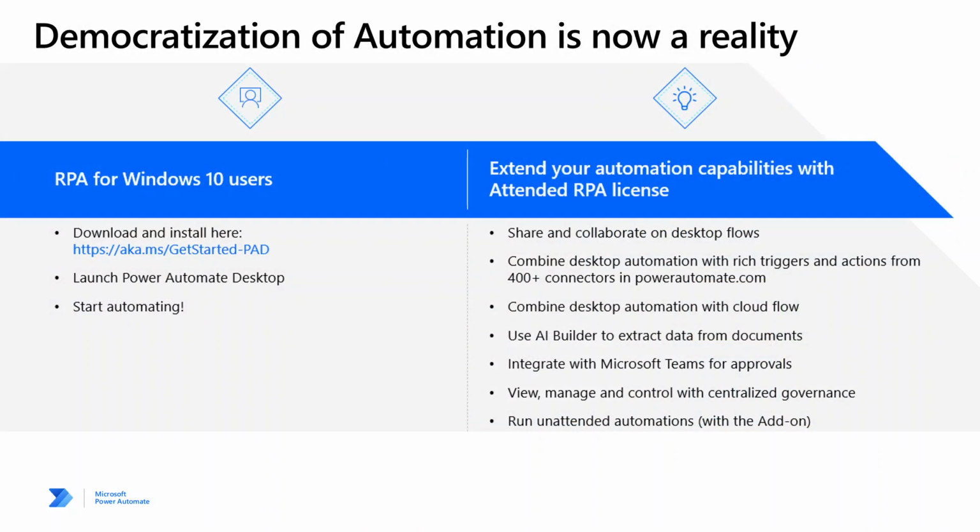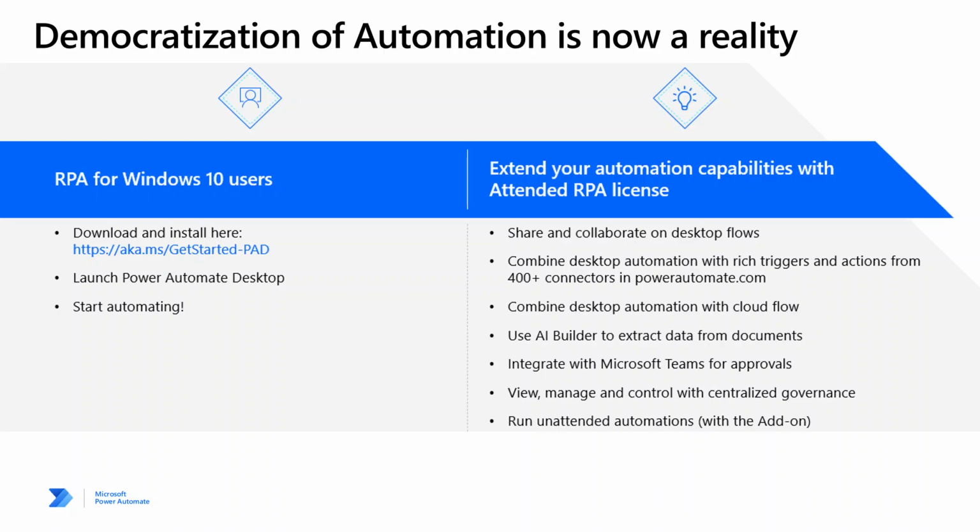But there's also a licensed attended license. So just to clarify something on licensing. RPA for Windows 10, Windows 11, it is free to use. You can just start using it, but that's for personal productivity. It's just sort of personal use. These little tasks that you need to do that you can automate, it's great for that.